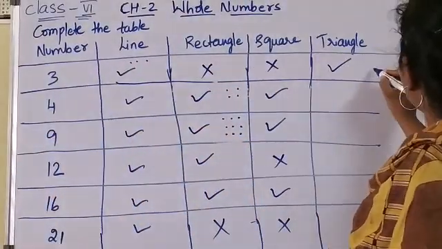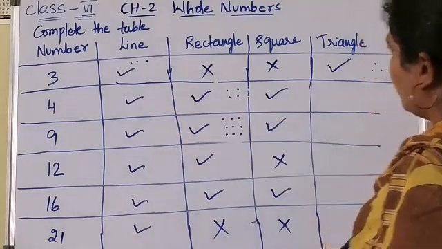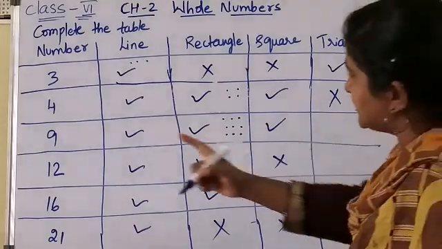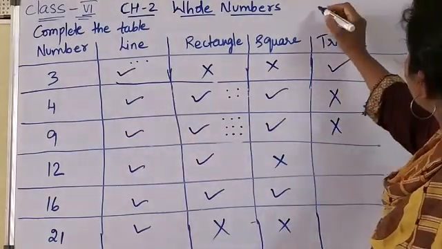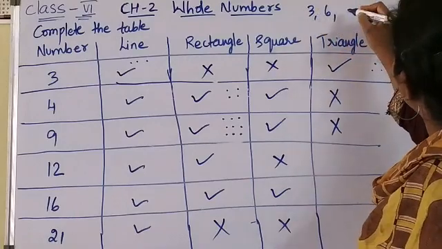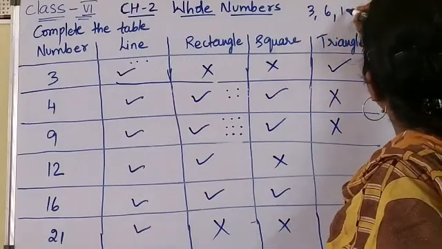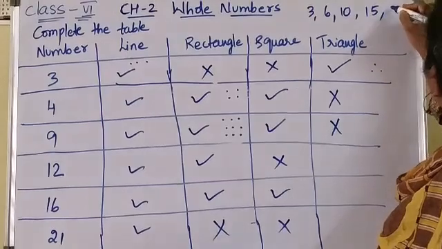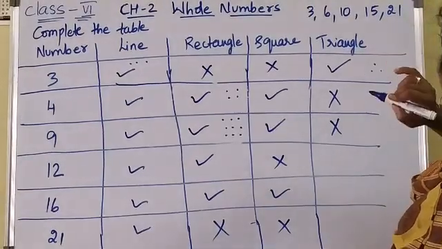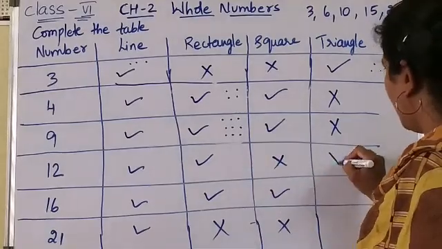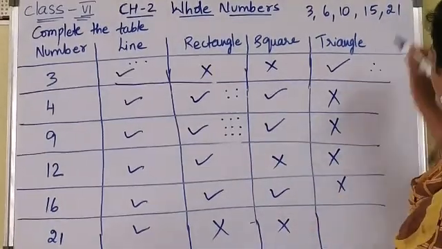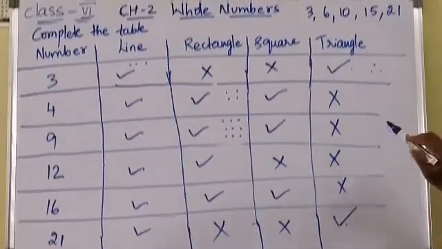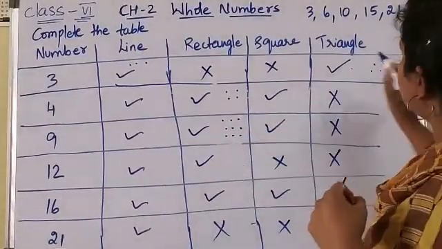Coming to triangle, 3 can be represented as a triangle. Yes, it is represented as 1, 2, 3, right? Coming to 4. Is 4 represented as a triangle? No. After 3, what is the next triangular number? You will get 6. 9? No. Triangular numbers are 3, 6, next 10, next 15, next 21, like that, right? Next 12? No. 16? No. Coming to 21? Yes. So these numbers can be represented as a triangle. In this table, only 3 and 21 are represented as a triangle.